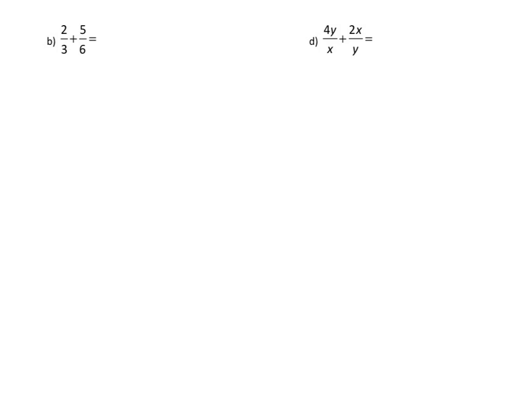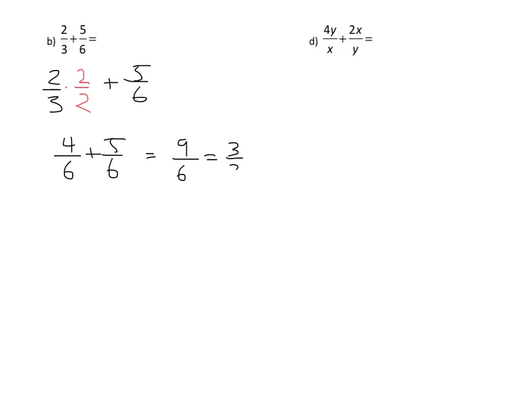So I multiply my first fraction times 2 over 2. And I don't do anything to the second fraction because it already has a 6 in the bottom. So this gives me 4 over 6 plus 5 over 6. Now I have common denominators, so I just add the tops together. 4 plus 5 is 9, and keep the bottom the same, 9 over 6. Now I always check and see if I can simplify. 9 over 6, those can both be divided by 3, so that gives us 3 over 2.